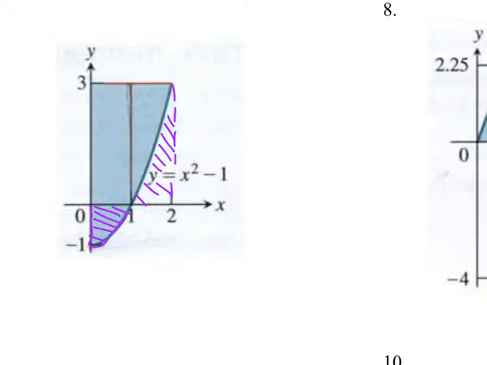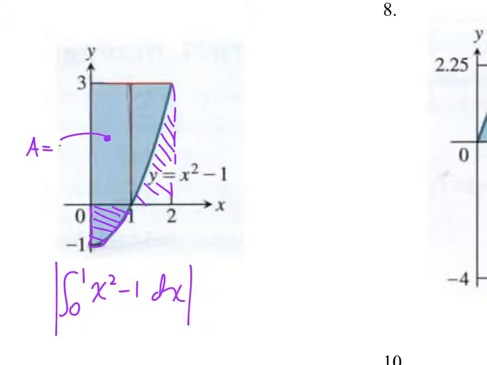Something kind of useful, I guess, because what I can do is find the integral from 0 to 1 of x squared minus 1 dx. Then, well, that's negative. I need that to be positive, so I'll take the absolute value of that. I can add to that the area of this rectangle here. All right, the base is 1, the height is 3. Area is equal to 3, so add to that 3.